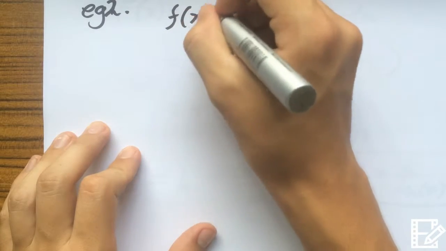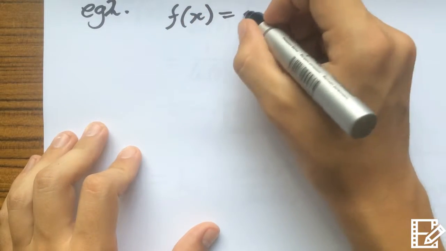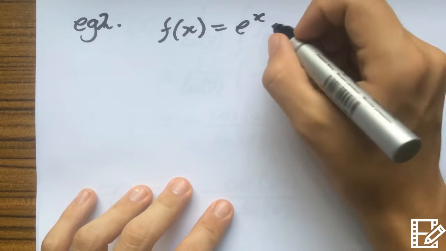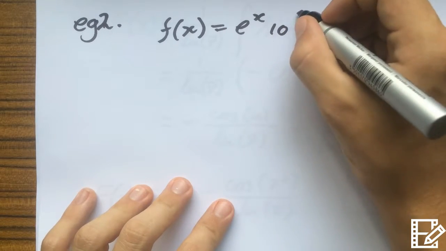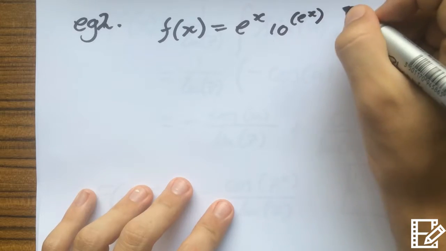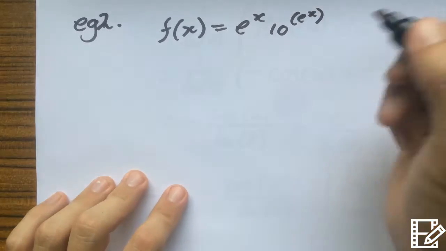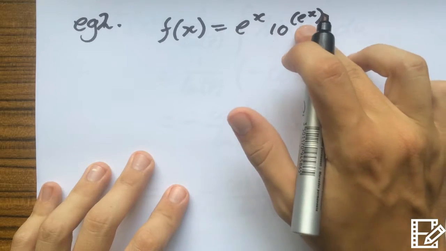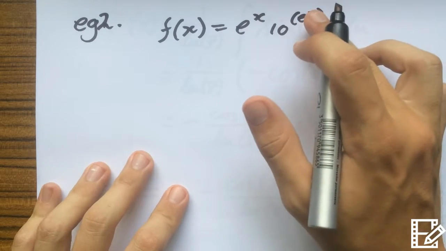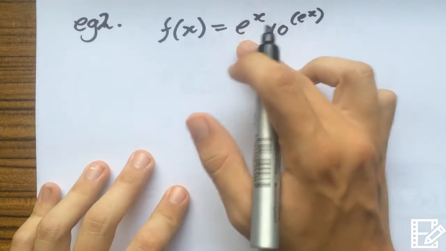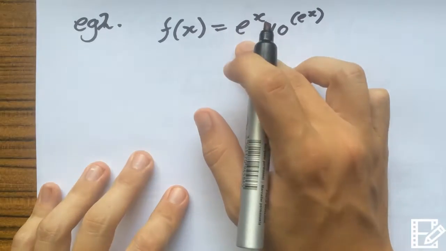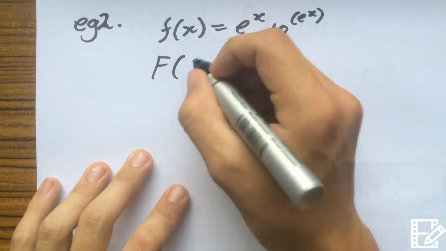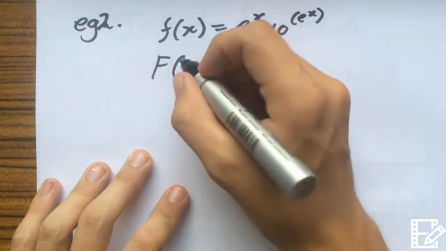A function equals e to the power of x multiplied by 10 to the power of e to the power of x. Okay, so if I derive whatever's in the brackets up here, will I get something to help eliminate that? Answer is yes. So that's what I'm going to do. I'm going to use substitution to solve it, is what I should have said.